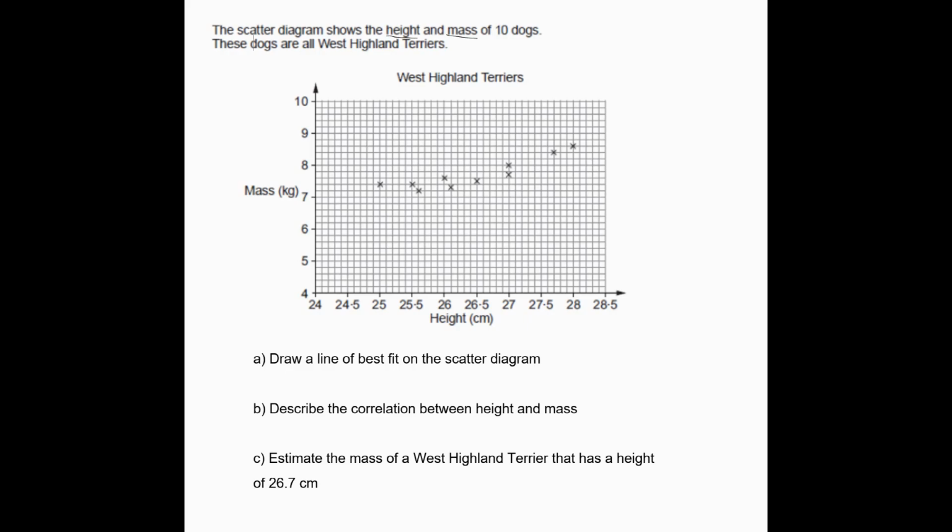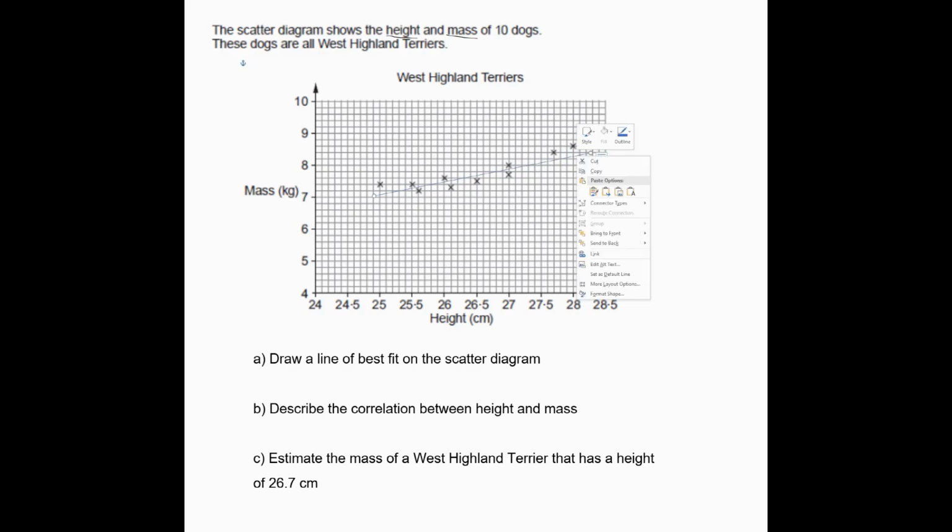of 10 dogs. These dogs are all West Highland Terriers. Draw a line of best fit on the scatter diagram. When drawing a line of best fit, we basically want a line that goes through the middle of the points. So it obviously doesn't have to go through all of the points, but it should go through the middle of the points to show the trend.